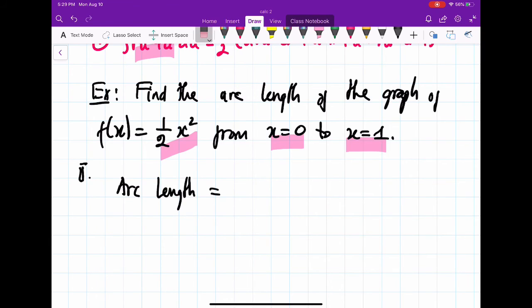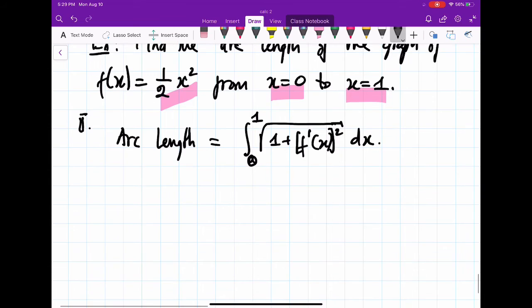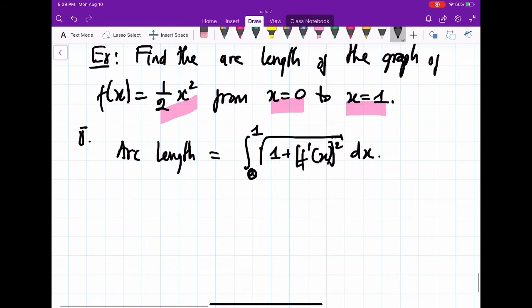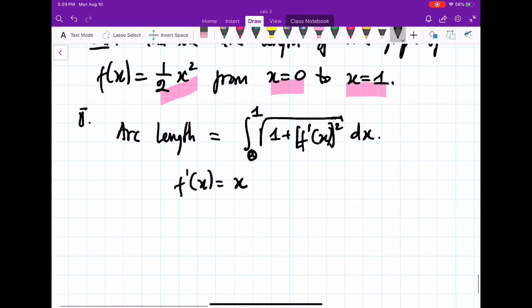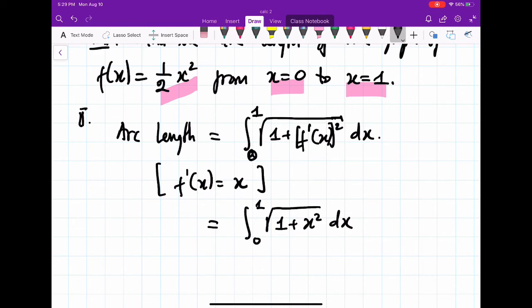That is the integral from a to b, in this case from 0 to 1, of the square root of 1 plus f derivative, right, x, and then squaring here, dx. The derivative of f is x, pretty simple. So the arc length is the integral from 0 to 1 of the square root of 1 plus x squared dx. You see, the integral looks very simple, right?